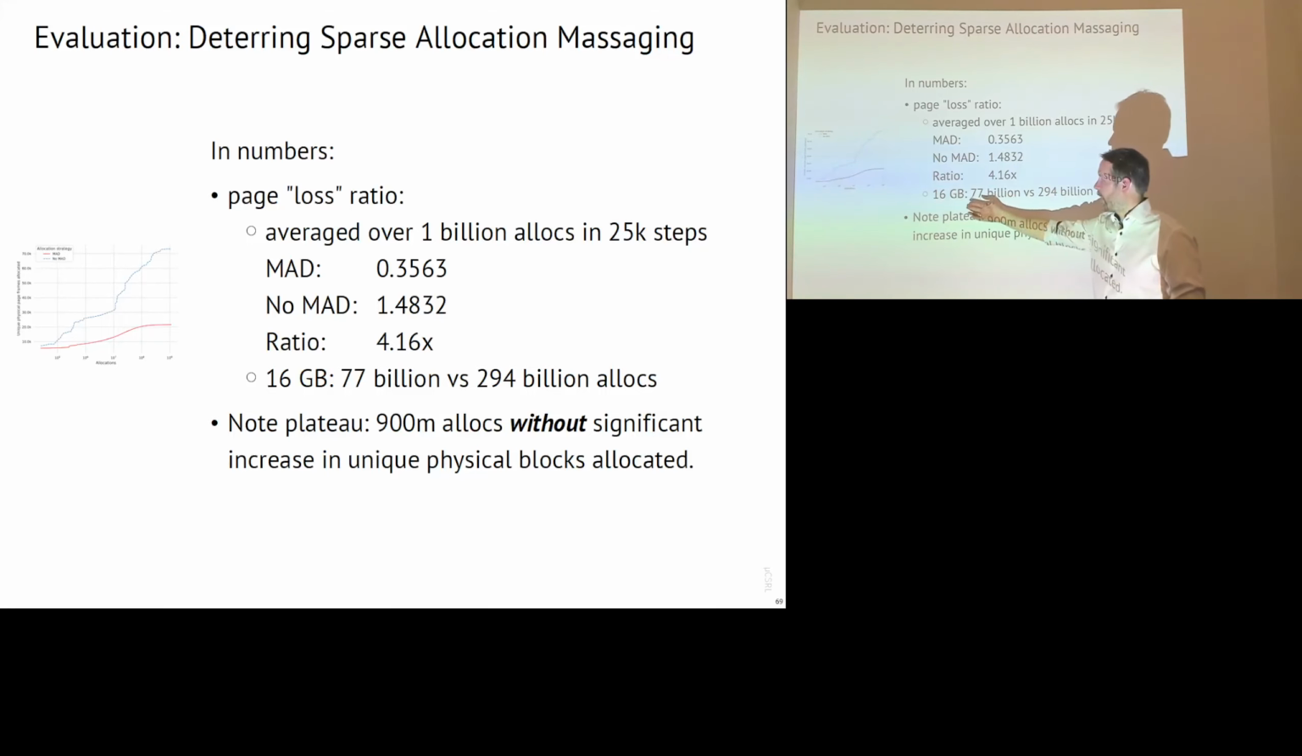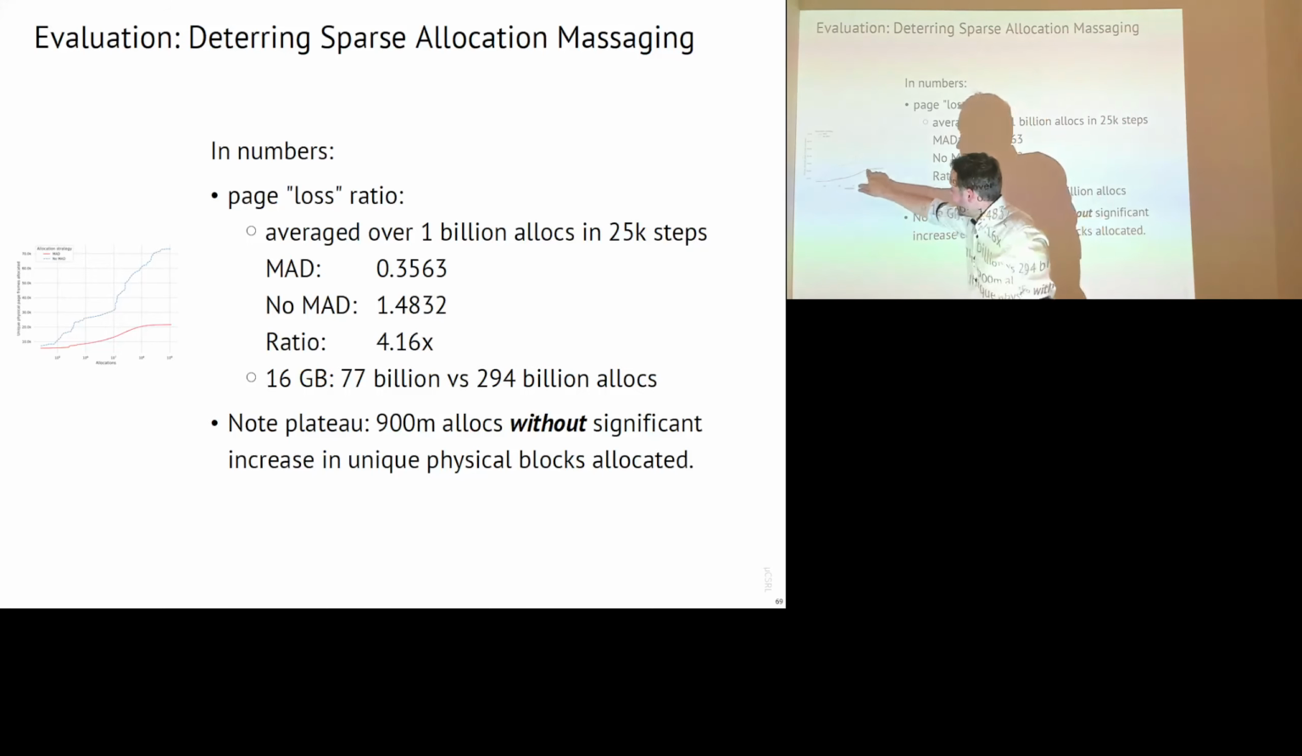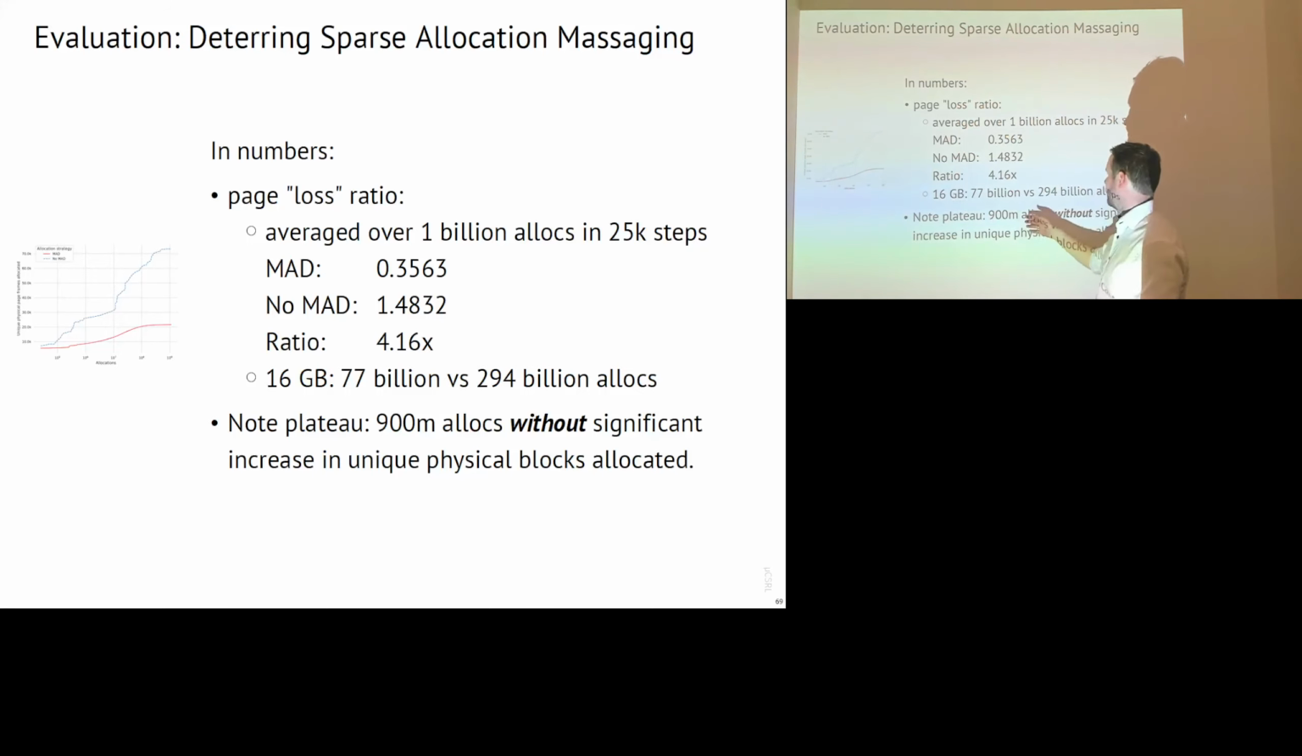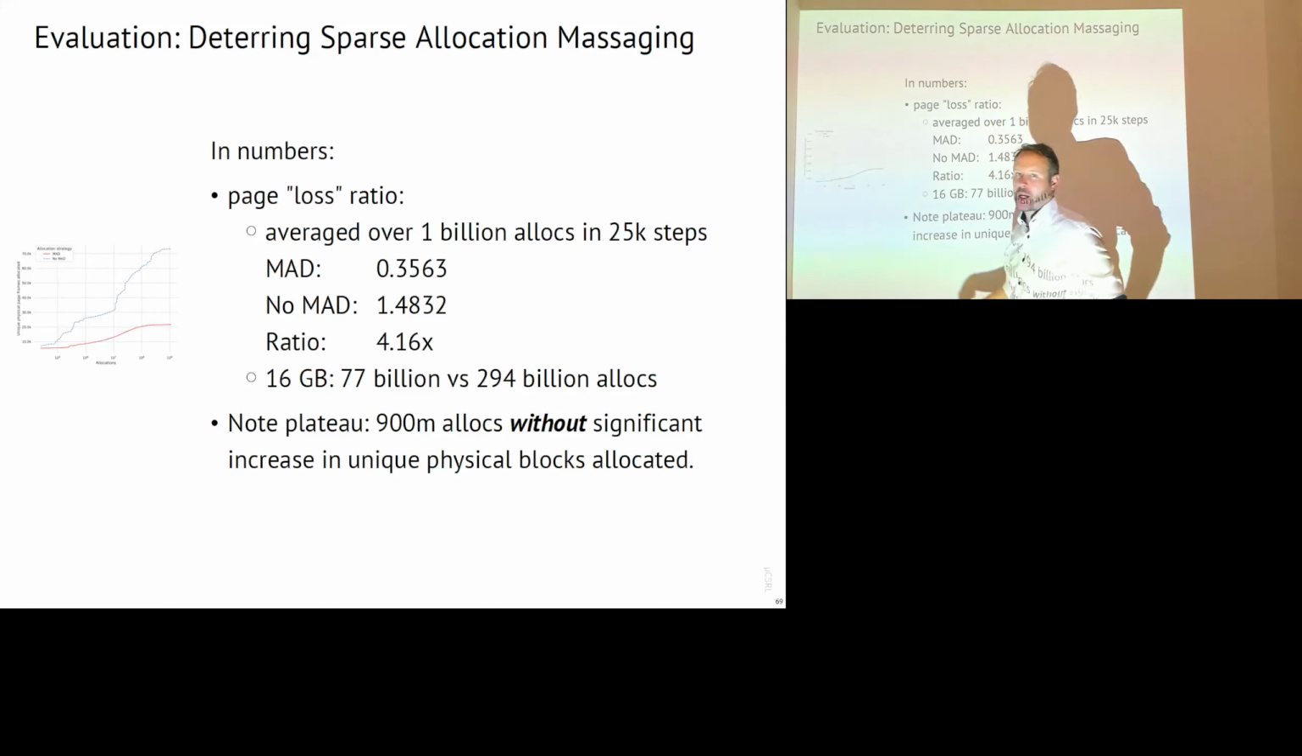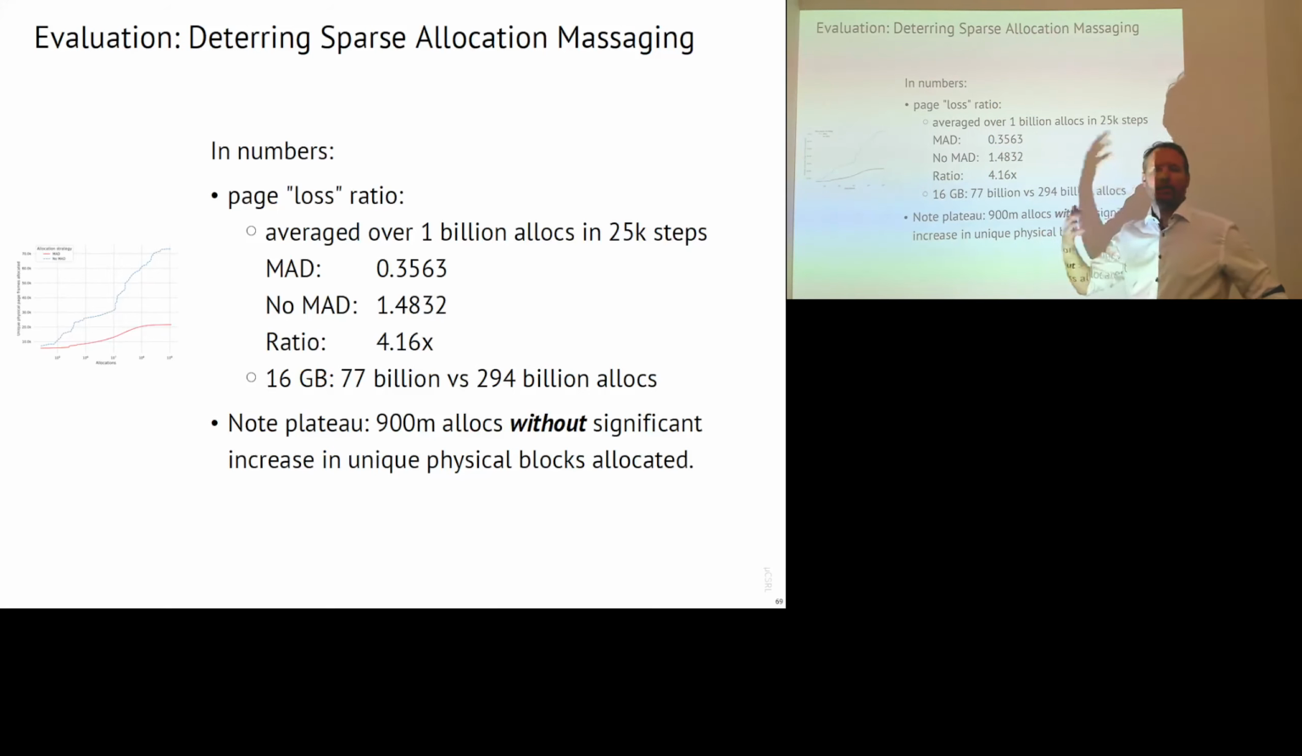If you do the numbers, you'll find that for a 16 gigabyte system, you need a maximum of 77 billion allocations to enumerate all pages, and with MAD that grows by an order of magnitude to almost 300 billion allocations. What we also found interesting is a plateau at around 900 million allocations without any significant increase in unique physical blocks allocated. That means at this stage, we have roughly enough pages to serve all of the requests from the attack without requiring new pages.